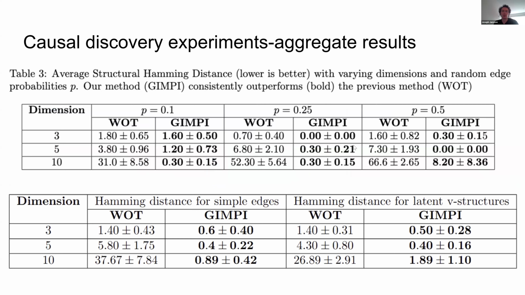And this is our aggregate results for causal discovery. In the top table, we have the Hamming distance. So you basically get a score of 1 if you put in an edge to the causal graph that shouldn't be there, or took out a causal edge that should be there. And lower is better. So Gimpy always does better than this previous method in all dimensions. And then we also have it for these simple directed edges, where Gimpy always does better, and these latent V structures where Gimpy always does really well too. So yeah, I'm really excited about this paper.